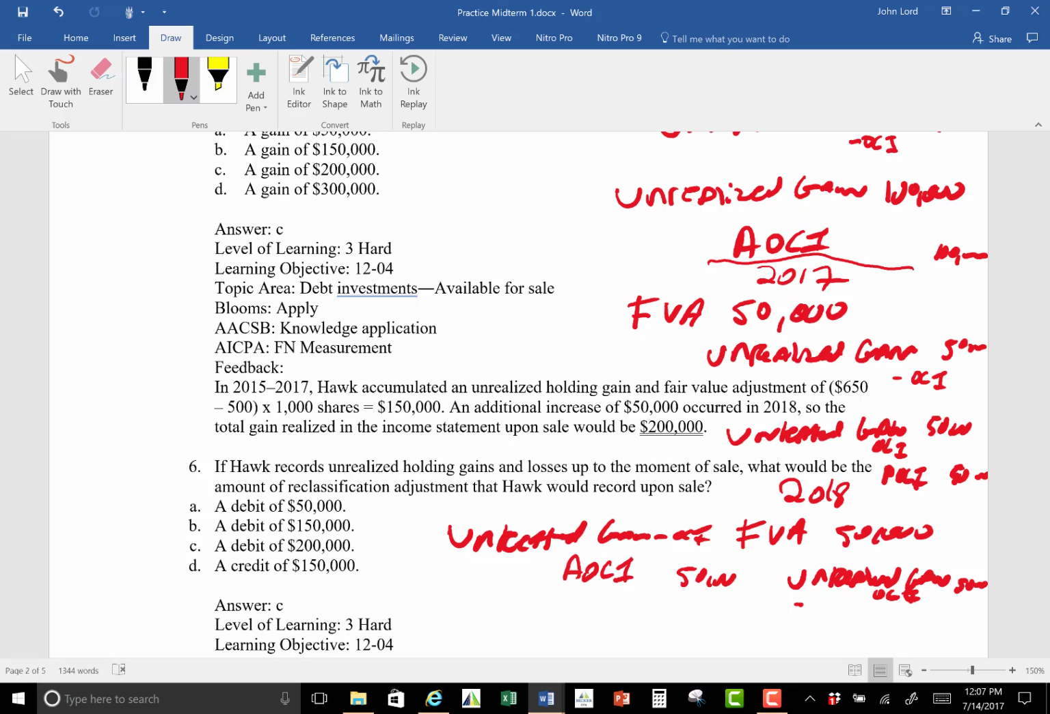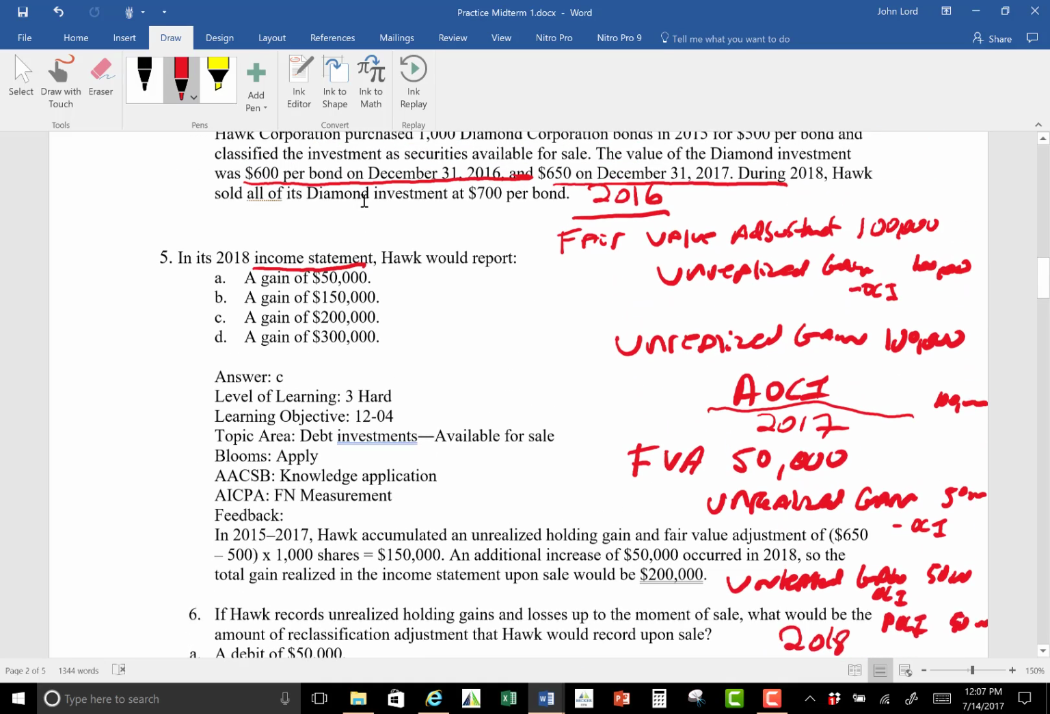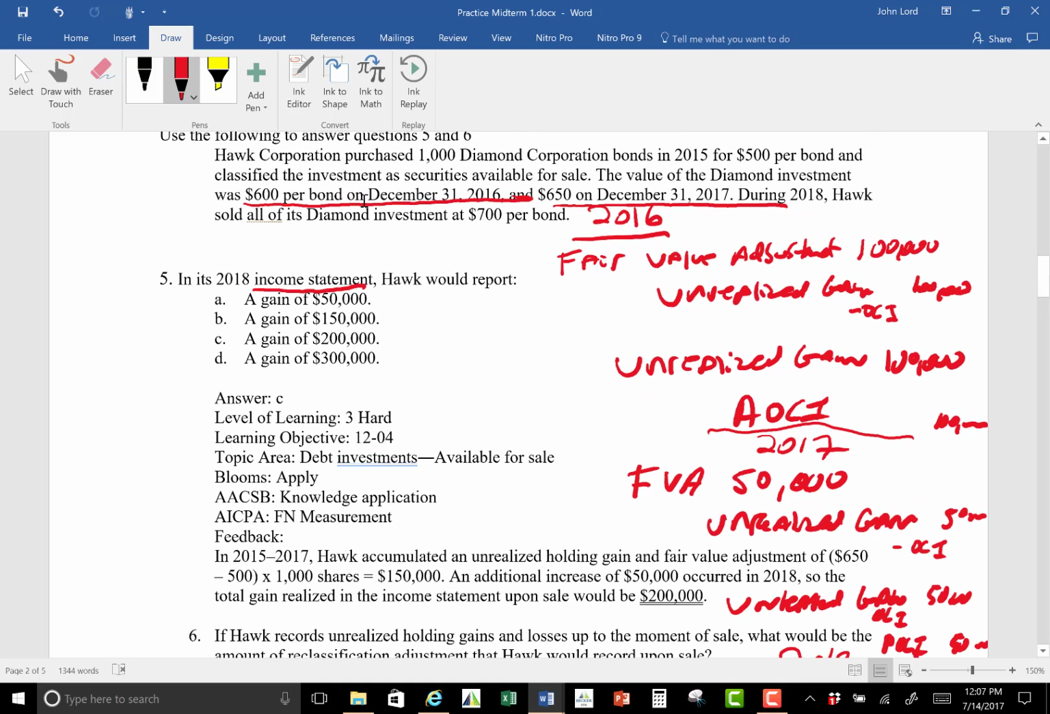Now let's look back at the problem. What were they asking us? In the 2018 income statement, what should we report a gain as? A gain of what? 200,000? Did you have to go through the whole life cycle of journal entries of this thing to be able to answer that? You simply would have been able to say, well, look, I know that they're going to have to report on the income statement the gain, the difference between what they sold it for and what they bought it for. It ultimately goes to the income statement, doesn't it, once I sell it?